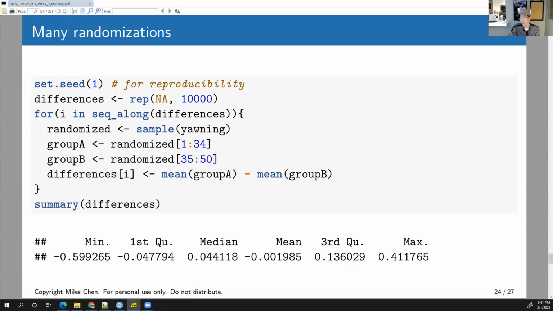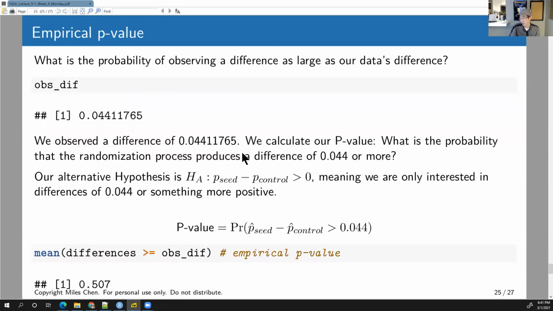These are just results from randomizing alone. There's no other reason we're getting any of these differences. The differences we observe here are just a result of doing the sample here. All right, so we want to know, what is our p-value? Our p-value is the probability of observing the difference that we got in our data, the observed difference.